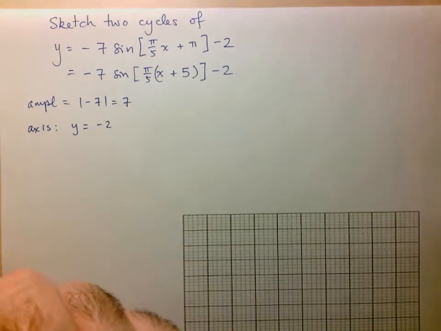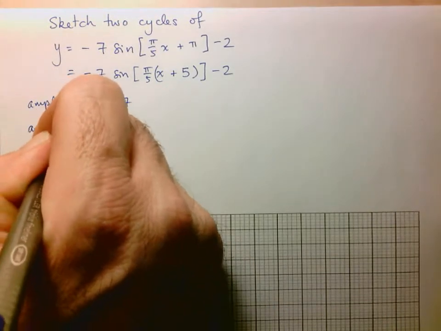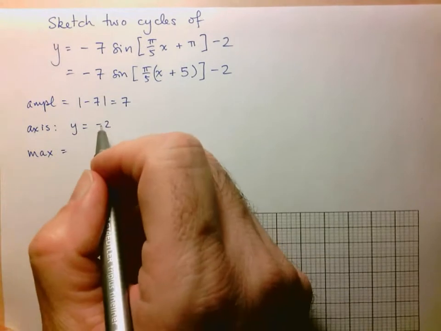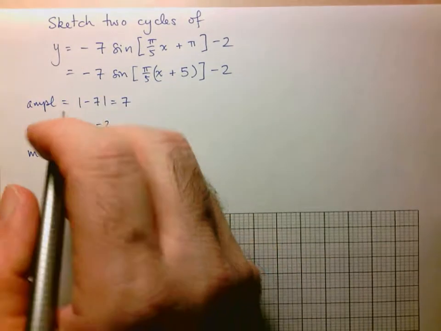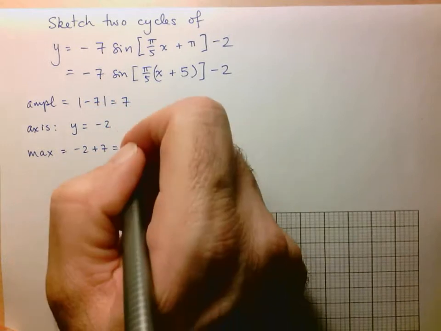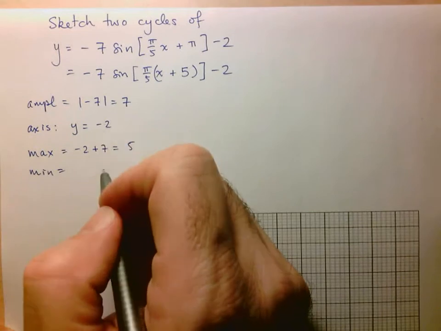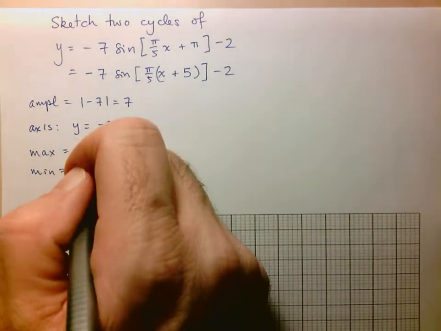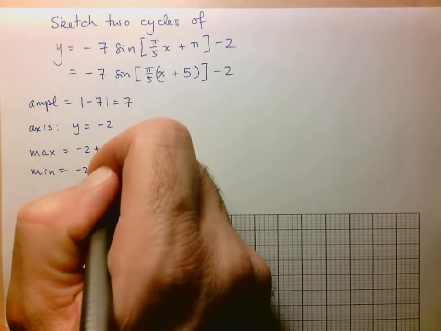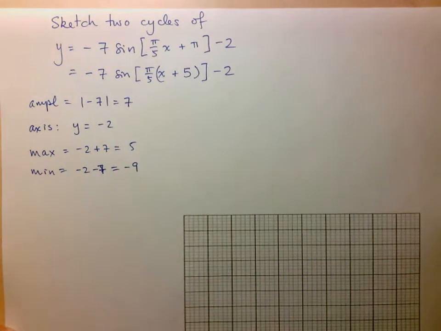With these 2 pieces of information, I can determine the max and the min. The max is just equal to that middle value plus the amplitude, so -2 plus 7 is equal to 5. And our min is that middle value minus the amplitude to get to the lowest point. So -2 minus 7, which is equal to -9.